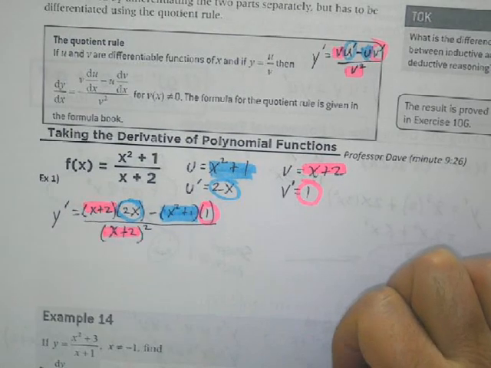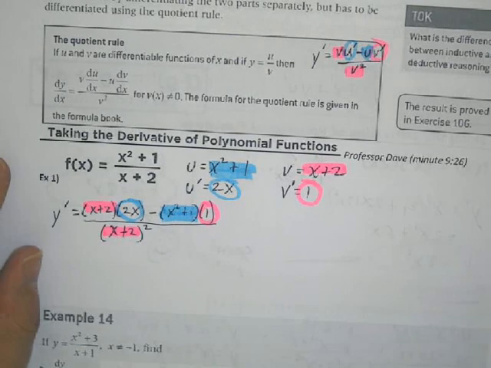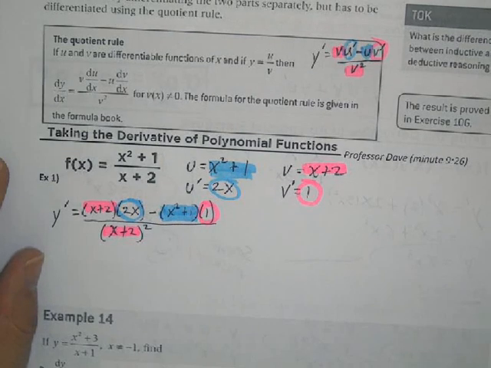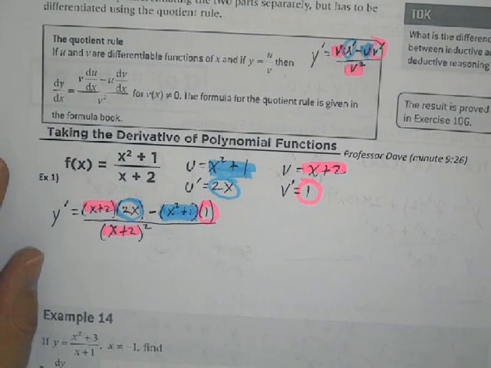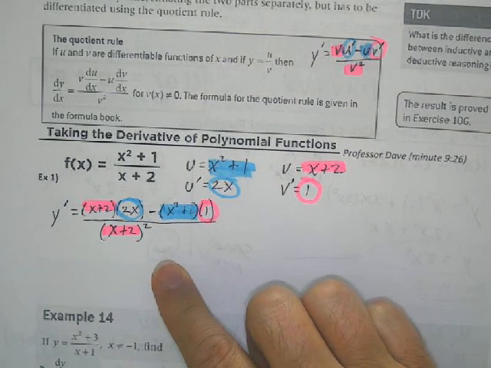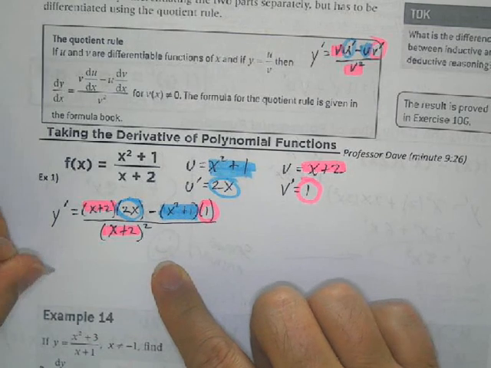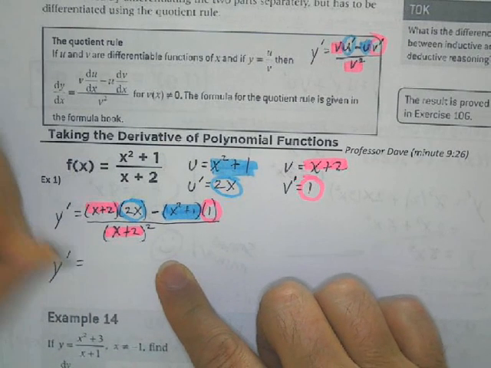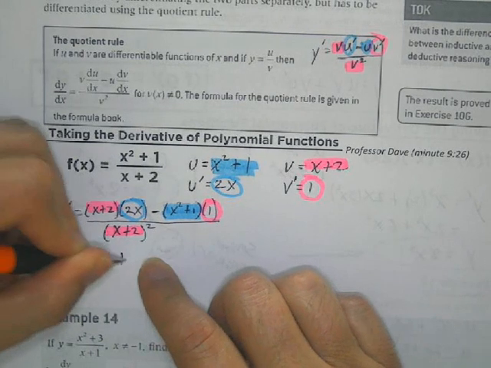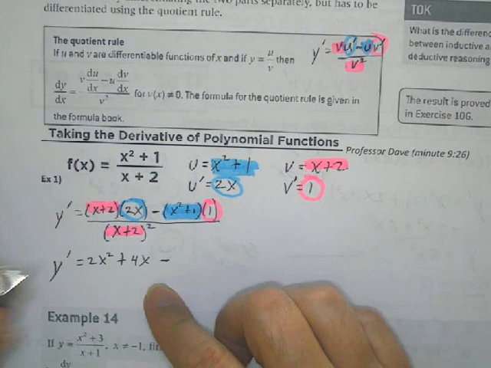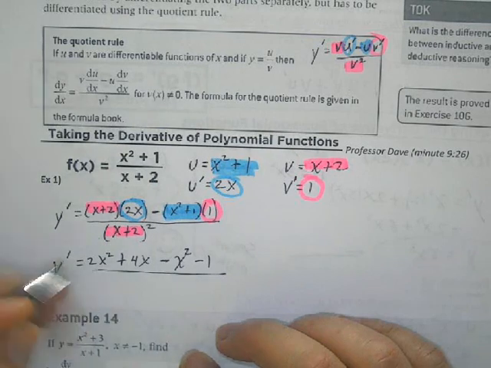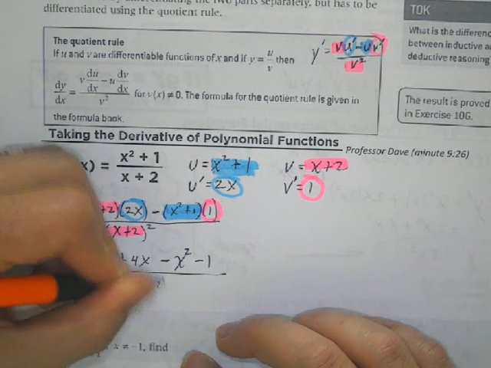Okay, you don't necessarily need to highlight all of them, but maybe one or two like this, and that would help you at least get started with this whole process. Okay, so now we can simplify this out. So let's multiply it through. So then I get y prime is equal to 2x squared plus 4x minus x squared minus 1, divided by (x plus 2) squared.